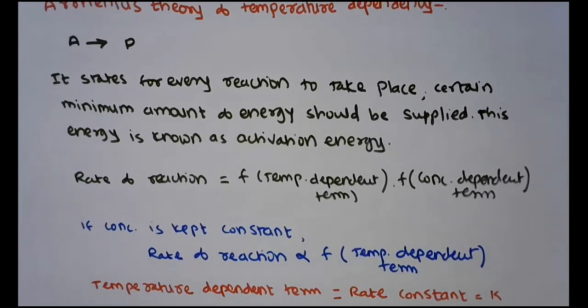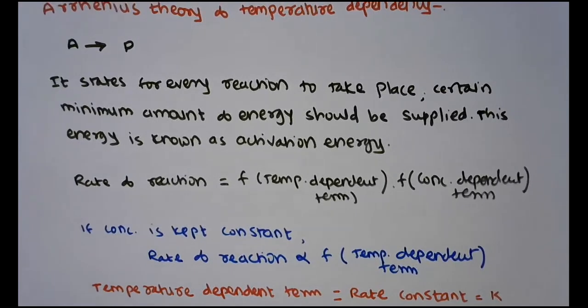So these theories of temperature dependency, including Arrhenius theory of temperature dependency, correlate how the rate of reaction is affected because of the temperature. So now we'll try to write the mathematical expression. We'll simplify it for the variation in temperature so as to understand the effect of temperature on the rate of reaction.